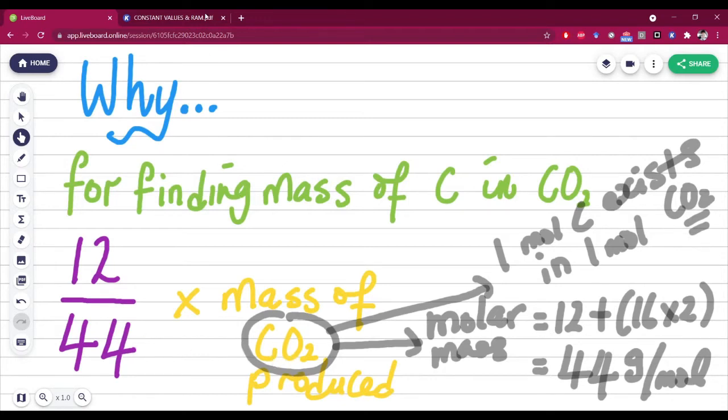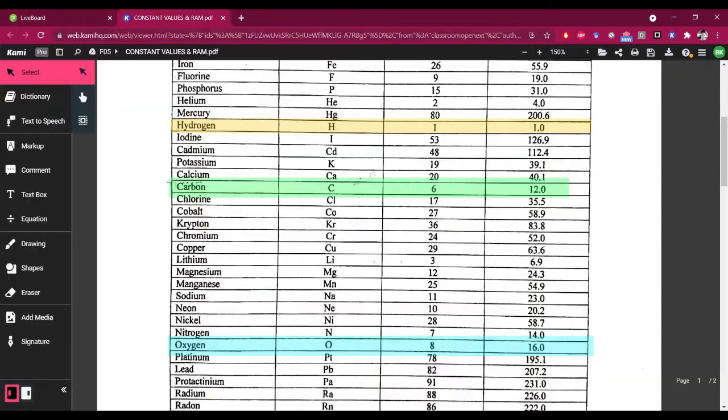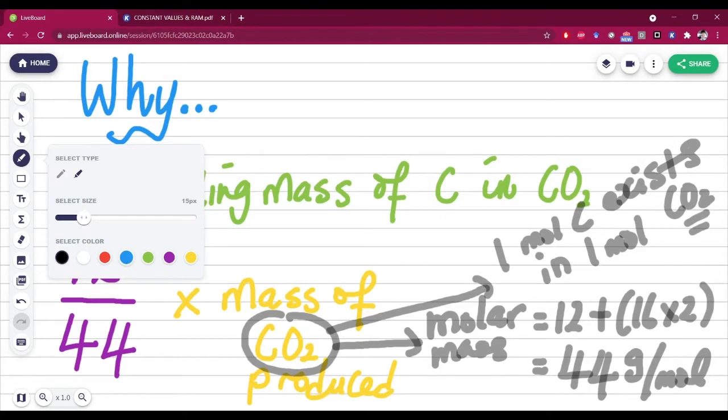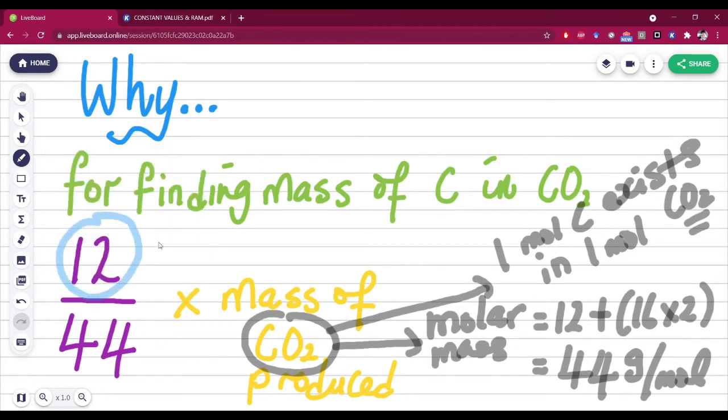And carbon just now, if you look at the constant, carbon is 12. Okay? So that's why you have 12 here. So this is the mass of carbon actually. Okay, so that is actually the molar mass of carbon. So this is the reason why we're going to take 12 over 44 times the given mass of carbon dioxide in the question.